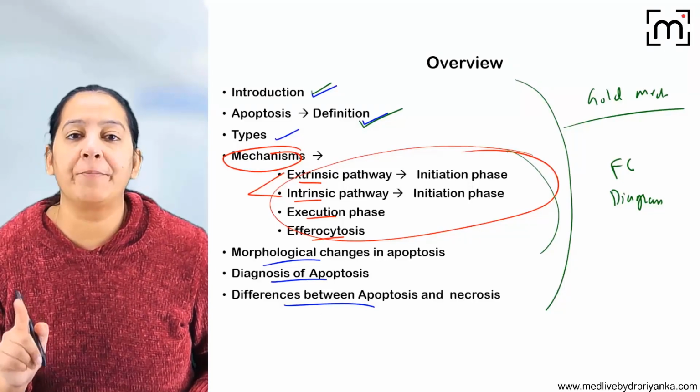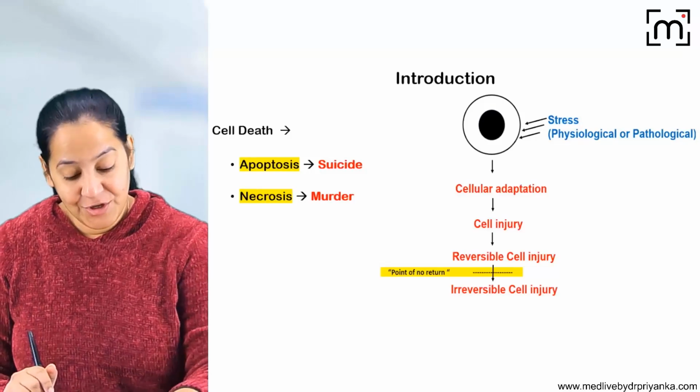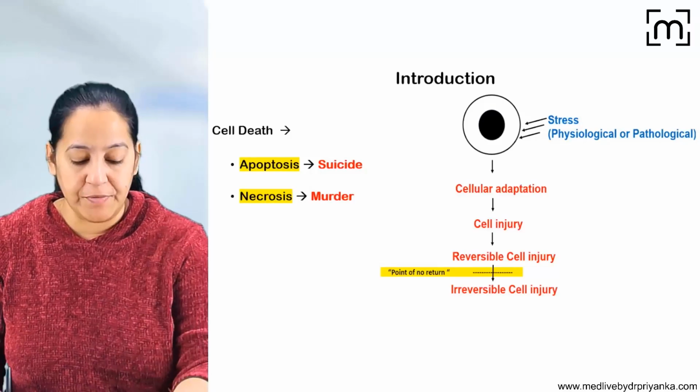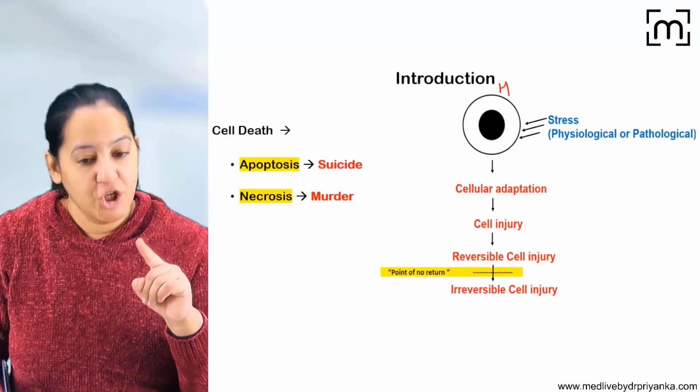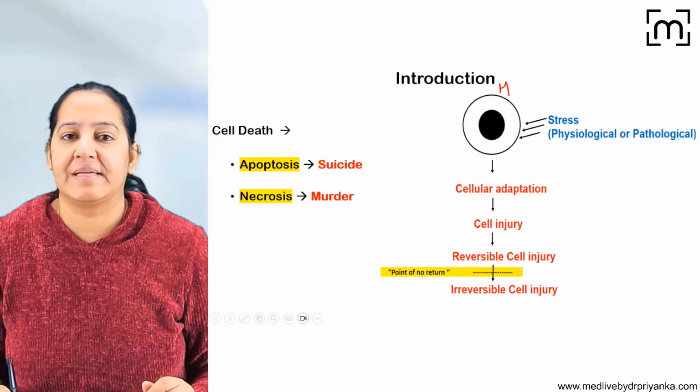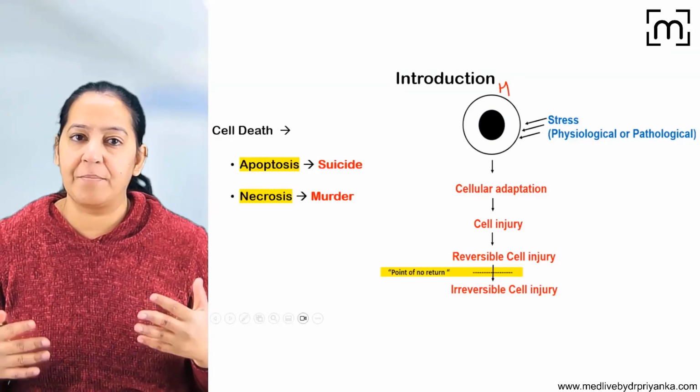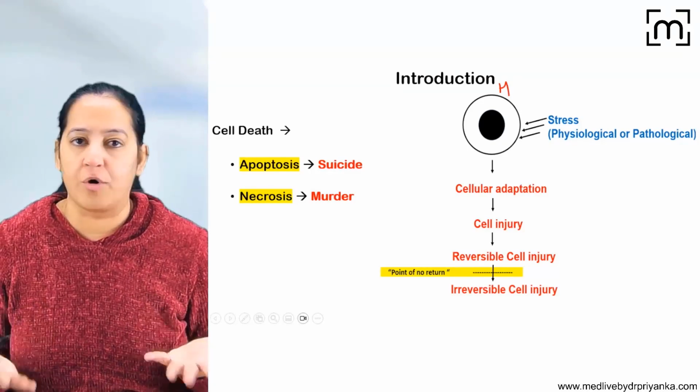So let's start the apoptosis. Let's start with the introduction. So you know that all the cells are in homeostasis. You can see this is a cell. Human body from head to toe, we are made up of cells. All the cells are in homeostasis. They are performing their function normally. They have a normal structure.